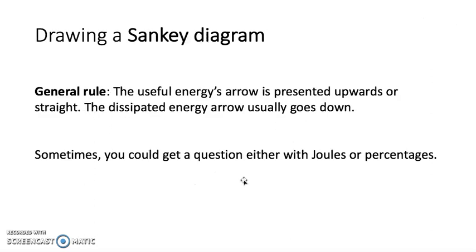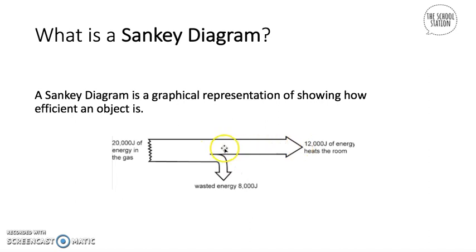So now I'm just going to quickly tell you guys about how to draw a Sankey diagram. The general rule is that the useful energy's arrow is presented upwards or straight, and the dissipated energy arrow usually goes down. This is not always going to be the case, but generally, for example, in this diagram, you see that the useful energy's arrow goes straight because that's useful, or sometimes it goes up. It really depends on the diagram.